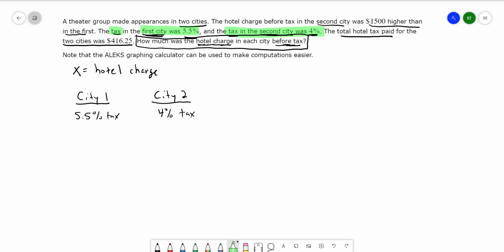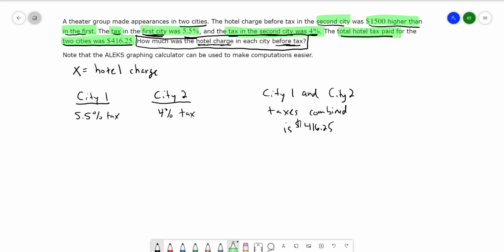They also told us the total hotel tax paid in both cities, so combined, is $416.25. So city 1 and city 2 taxes combined is $416.25. And then the last piece of information that I did not use yet was the second sentence, where it says the hotel charge before tax in the second city is $1,500 higher than the first.